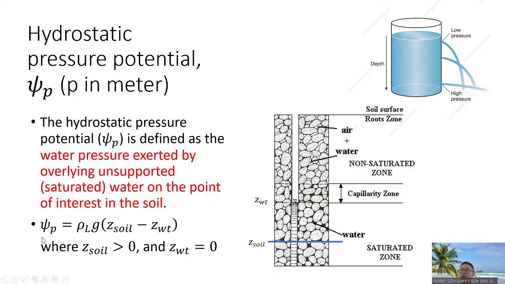When you want to calculate the pressure at Z soil, we can take this hydrostatic pressure potential as equal to rho L, which is the density of water, multiplied by the gravity, which is about 10, and then multiplied by the bracket, which shows the depth of the soil minus the reference point, the ZWT. So the Z soil here is greater than 0, and the ZWT we can take as 0. Then you will have the pressure at the point of Z soil.